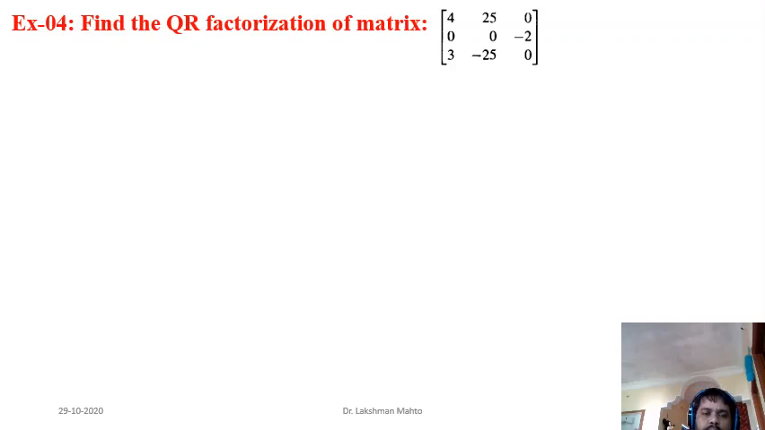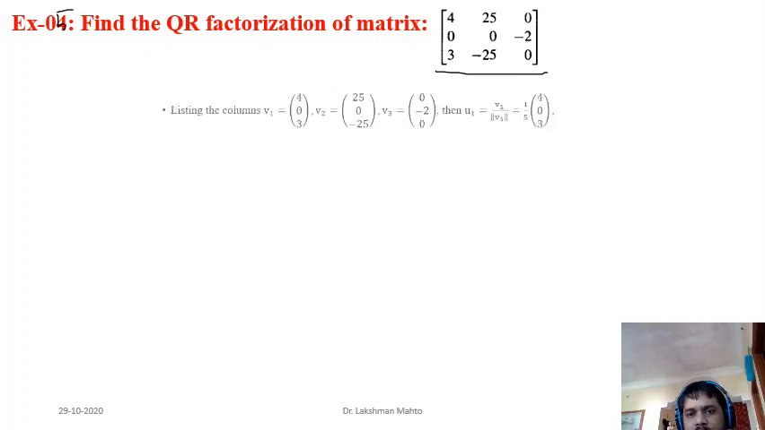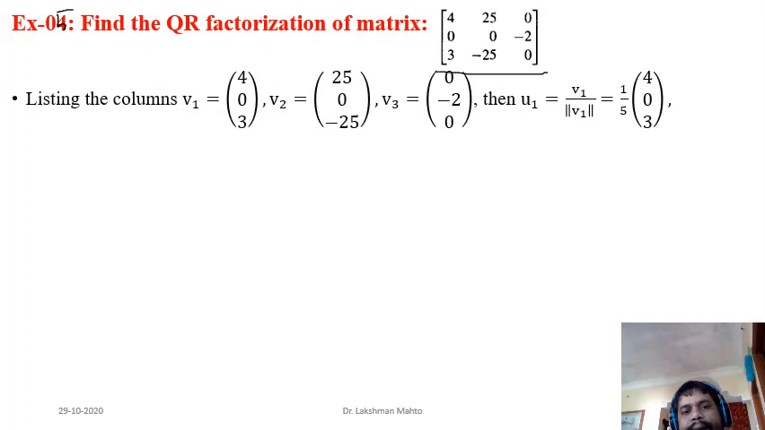So here, one last question is that this would be exercise number 5. You can also observe it here. I am talking regarding QR factorization of the matrix. So this is the given matrix. First step is to list the columns of the given matrix in this form: V1 equal to (4, 0, 3). You can easily see that these are not orthonormal columns.